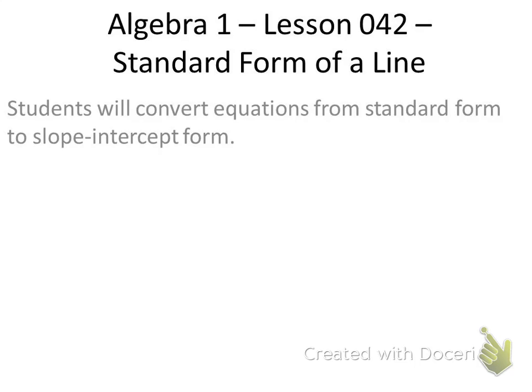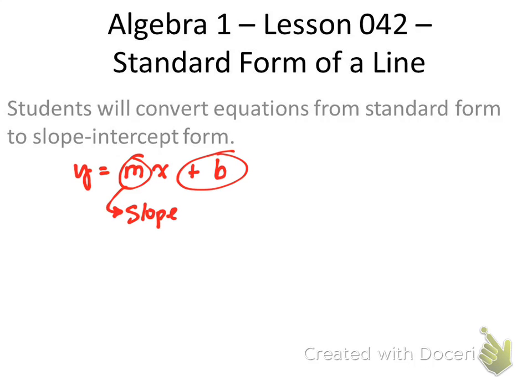Okay? The first form I've ever taught you was y is equal to mx plus b. M stands for your slope, and b is your y-intercept. With those two pieces of information, you could graph any line.